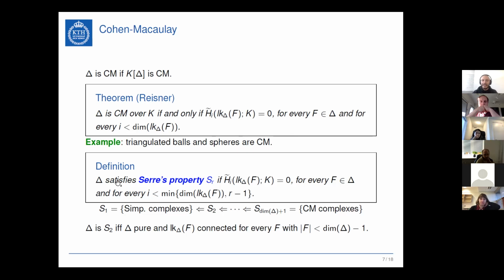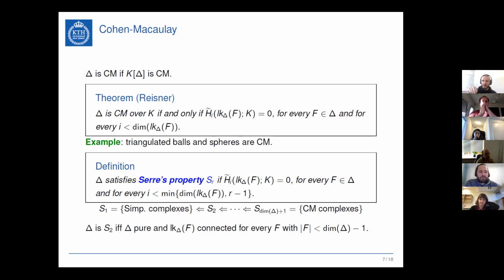So we say that delta satisfies Serre property S sub R. Here there's an integer R fixed. If for every face, the homology of the link of the face vanishes everywhere, but for every degree which is lower than the minimum of the dimension of the link, or R minus 1, where R is the threshold that is fixed.